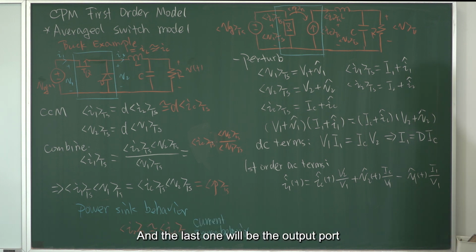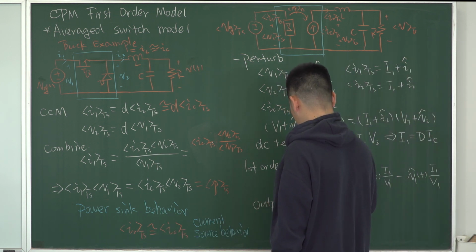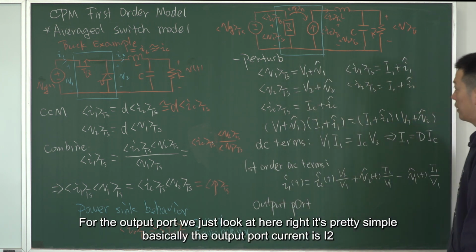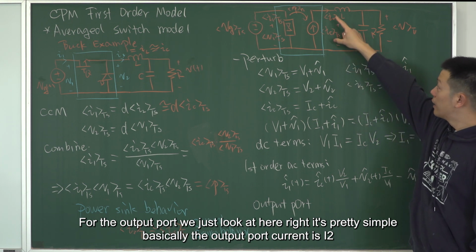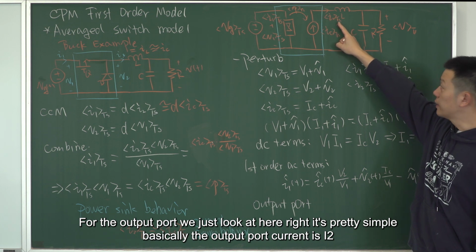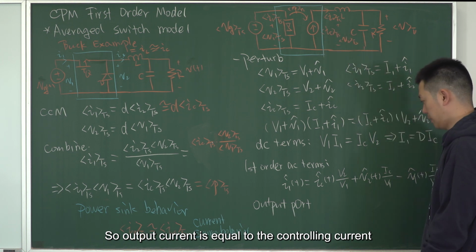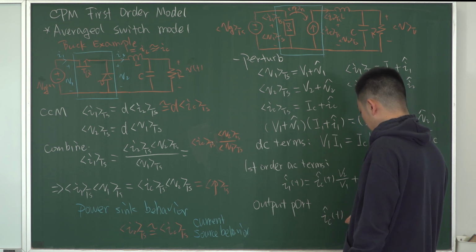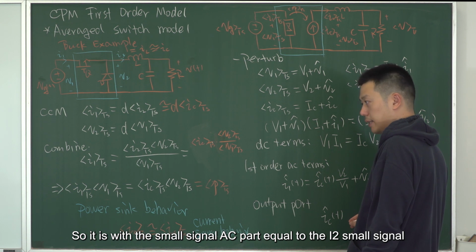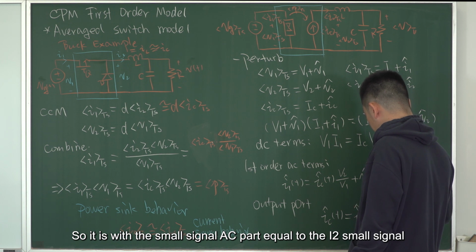And the last one will be the output port. For the output port, it's pretty simple. Basically, the output port current is I2, so the output current is equal to the controlling current. With the small signal AC part, it is equal to the I2 small signal.